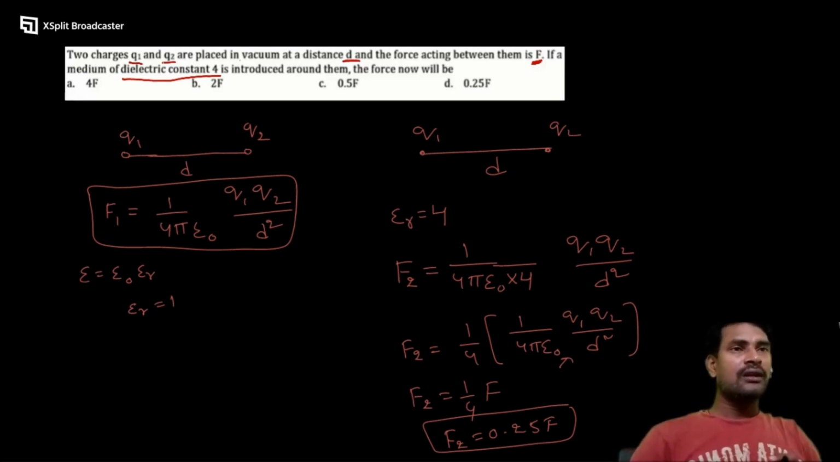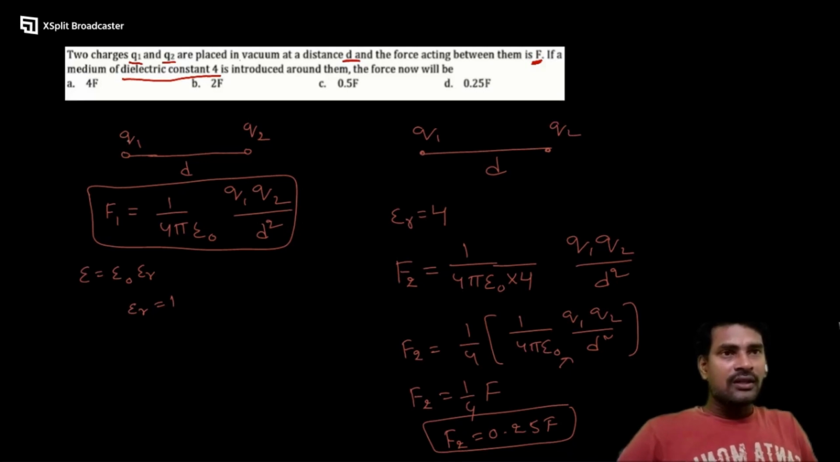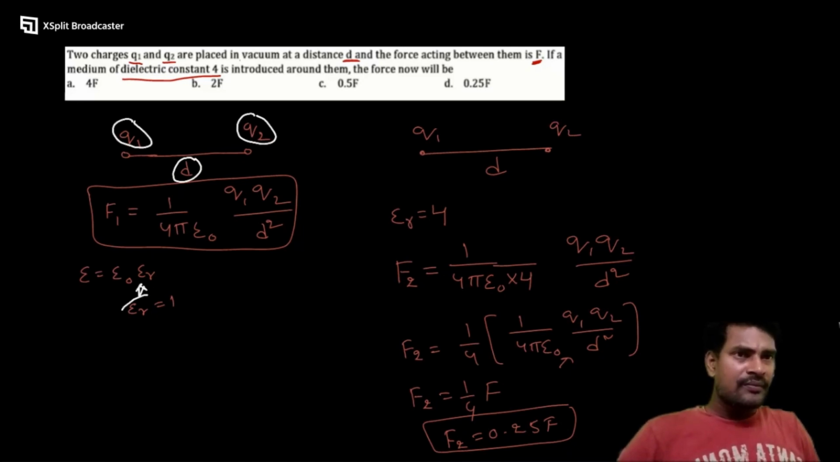Before going to that, in the first condition, there are two charges with us, Q1 and Q2. Those two charges are separated by a distance d. So according to Coulomb's law, F1 is equal to 1 by 4 pi epsilon, actually epsilon r, and epsilon r is 1 for vacuum or free space. That's why in place of epsilon r I have written 1. So epsilon becomes epsilon naught, Q1 into Q2 by, as the distance in the problem itself is given, d.